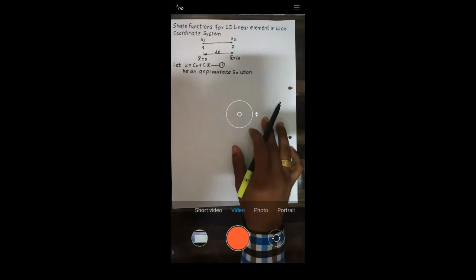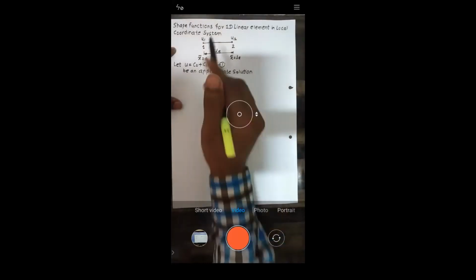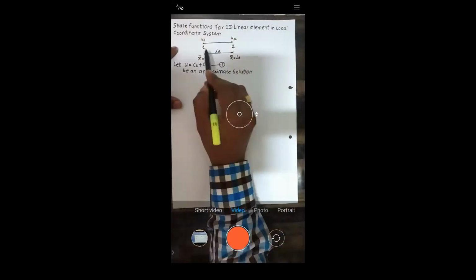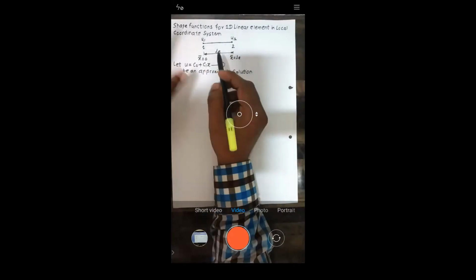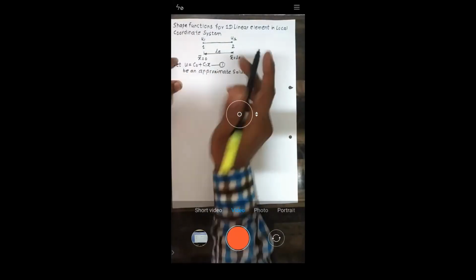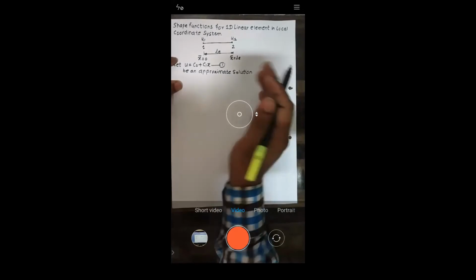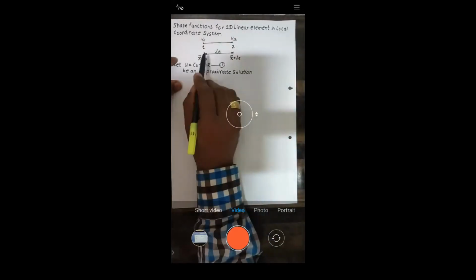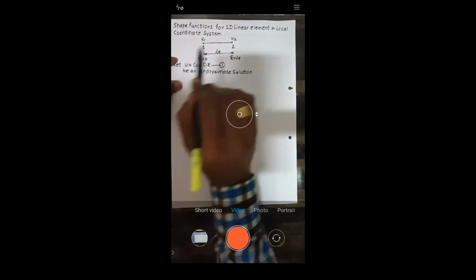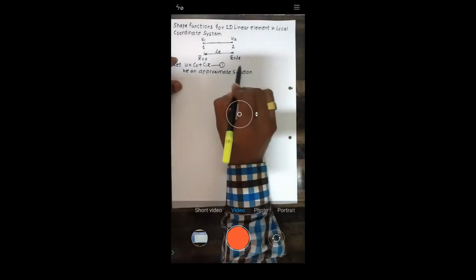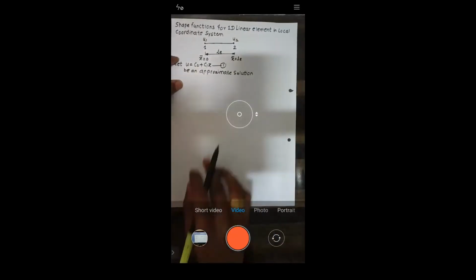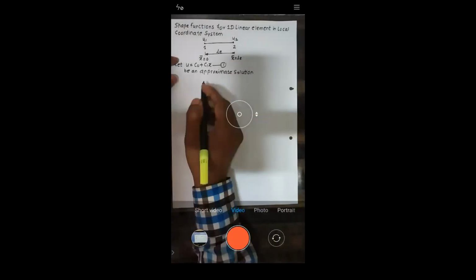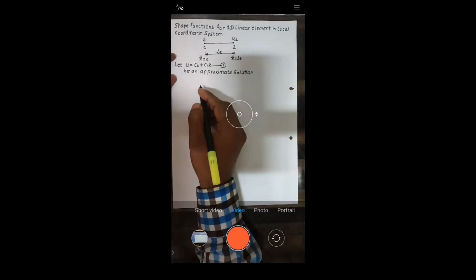See, X bar equal to 0 means it is the extreme left boundary. X bar equal to L means it's the extreme right boundary. So what is the minimum value of X bar? It's 0. What is the maximum value of X bar? It's LE. So these are nothing but the boundaries. Is it okay? Yes, sir.